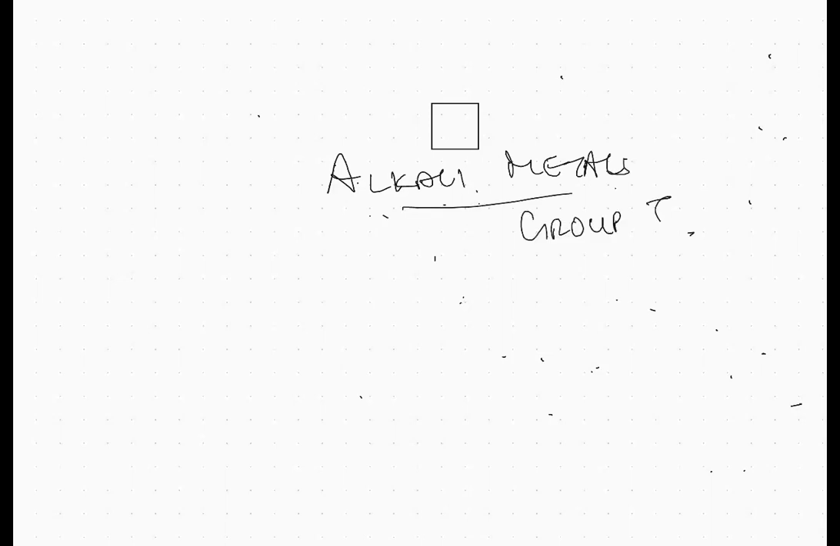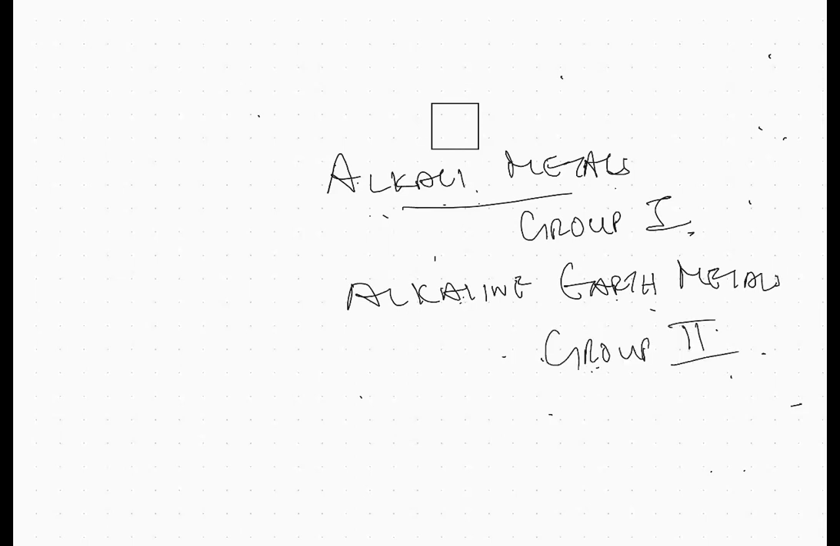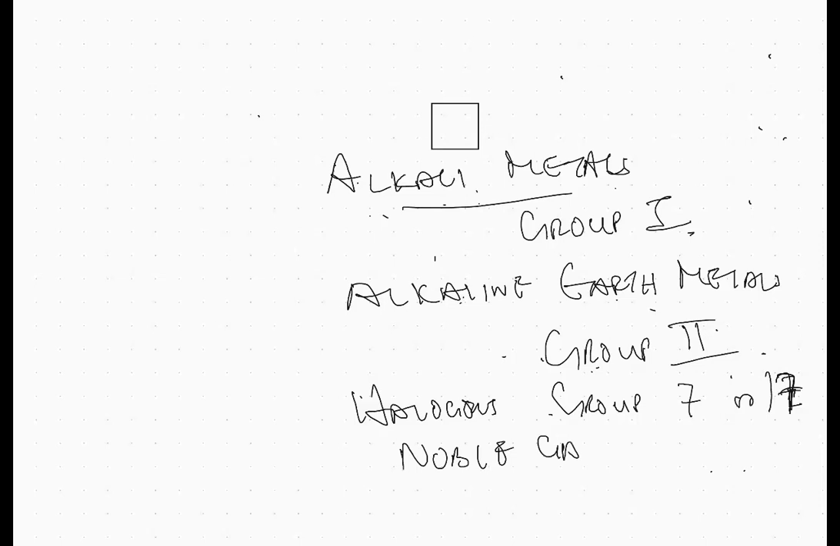Alkaline earth metals. Halogens, 7 or 17. Okay, 7A or 17A. Sometimes they have that letter too. Then noble gases. Okay, so remember those ones. Group 1 and 2 is what you call the S group, S block.